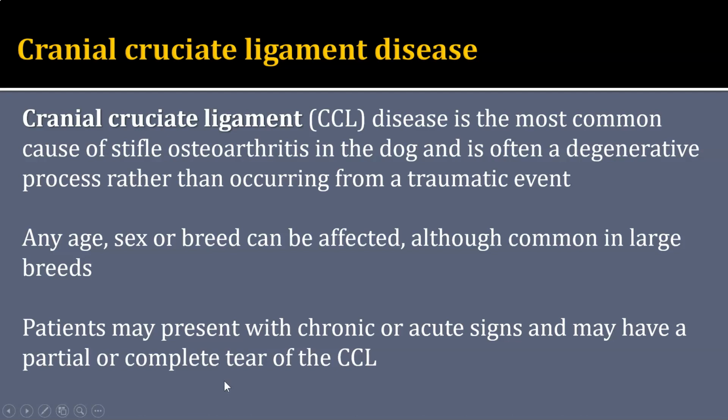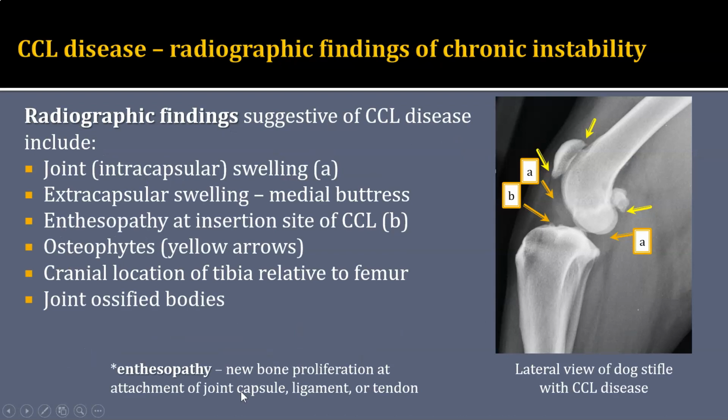Patients may present with chronic or acute signs, and they may have a partial or complete tear of the cranial cruciate ligament. Even when they present with acute signs, they have oftentimes had degenerative changes to the cranial cruciate ligament and maybe a partial tear that then completely and acutely ruptures, and that is the cause of their acute signs, rather than it being truly a traumatic event.